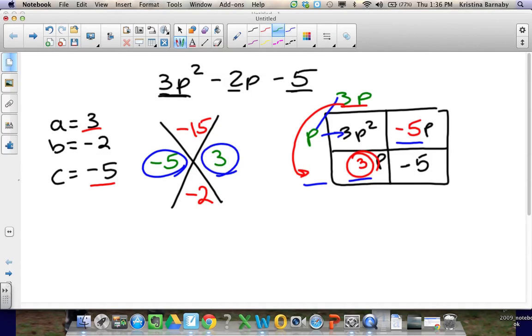So go ahead and say 3p times what will get me to 3p? Well, that's going to be +1. And then p times what will get me to -5, and that's going to be -5. So our factored form is 3p minus 5, p plus 1.